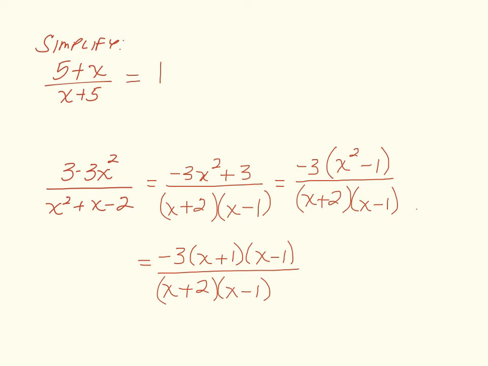So what do the numerator and the denominator have in common now that they are fully factored? They have an x minus 1 in common, which leaves 1's there, which means we have a -3 times x plus 1 over x plus 2.